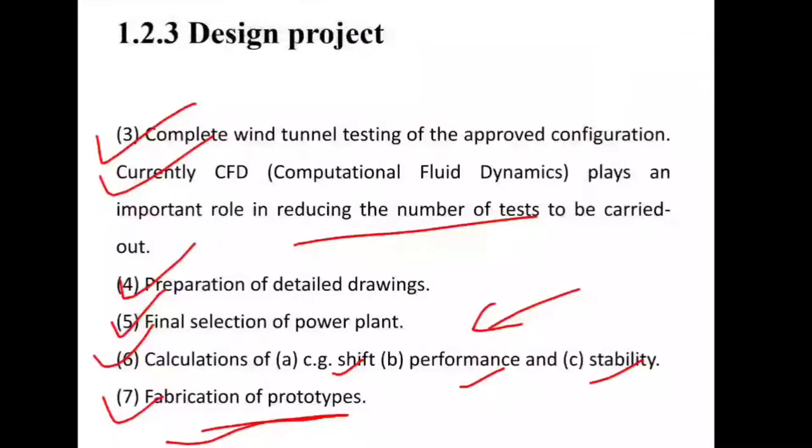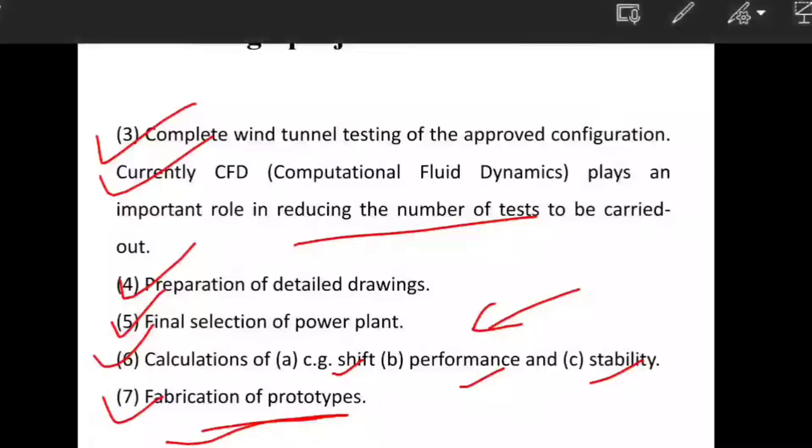So guys, I hope you understand in detail about the design project. These are the seven steps to understand the design project. And I hope you understand which steps are required to complete this design project. This is not a simple task. Design project is a huge task, guys, huge task, and it requires lots of time. So this is about the design project.